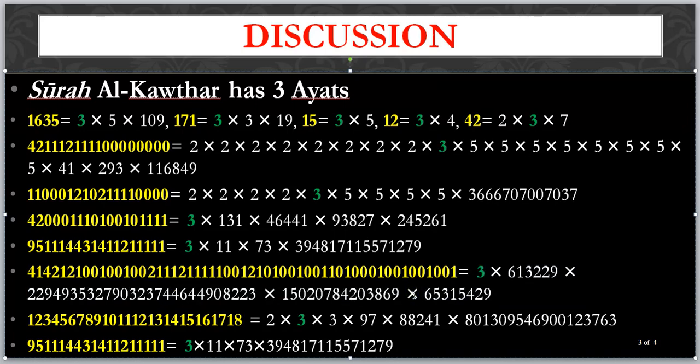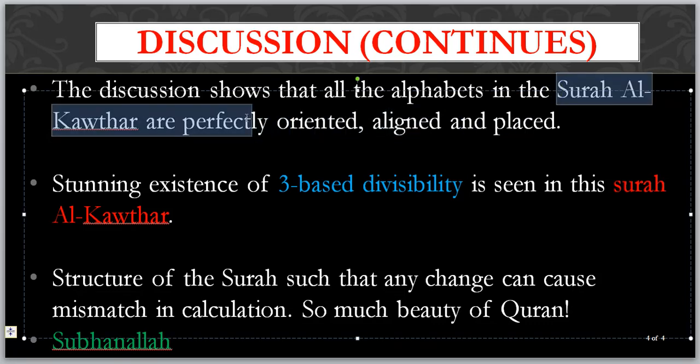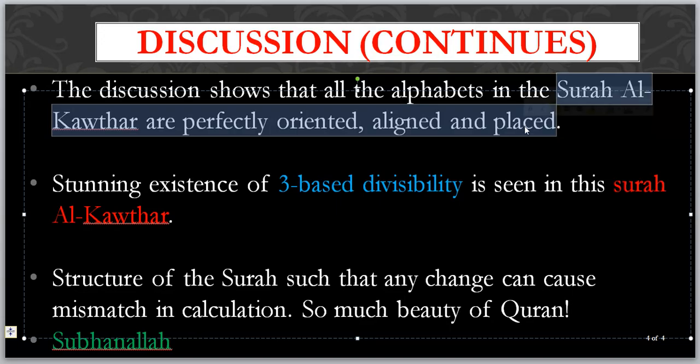And the most common thing found from this discussion is that all of these values are divisible by the number 3. Mind it, Surah Al-Kawthar has 3 ayats. So it can be said at the last that this discussion shows that all the alphabets in Surah Al-Kawthar are perfectly oriented, aligned, and placed.